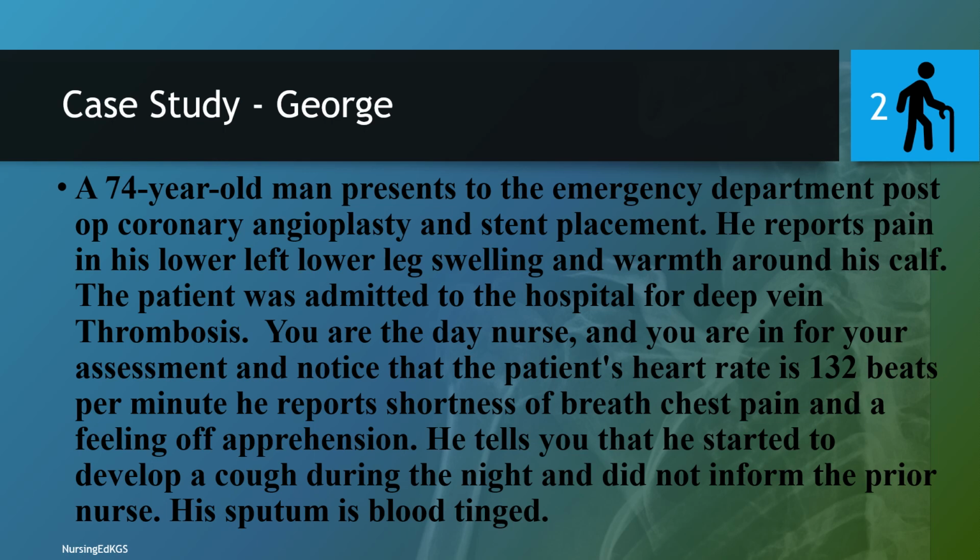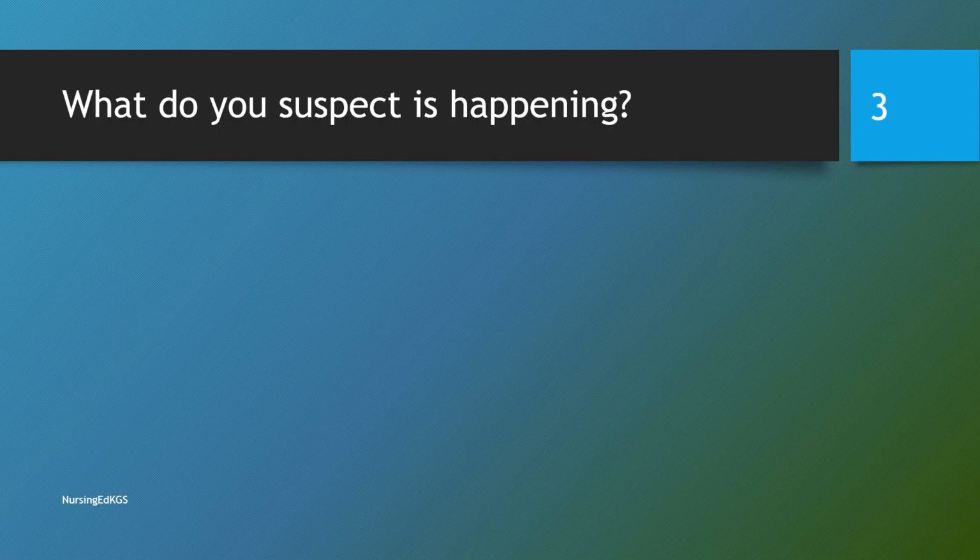You are the day nurse and you are in for your assessment and notice that the patient's heart rate is 132 beats per minute, and he also reports shortness of breath and chest pain and a feeling of apprehension. He also tells you that he started to develop a cough during the night and forgot to mention it to the night nurse. His sputum is also blood tinged. What do you suspect is happening to George?